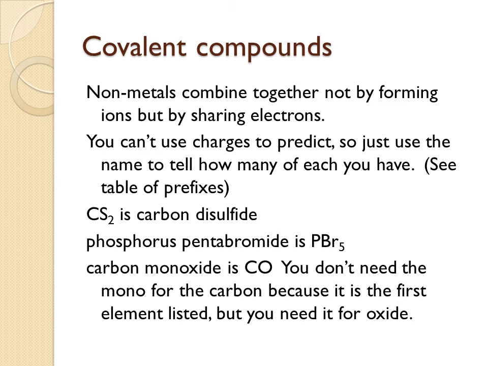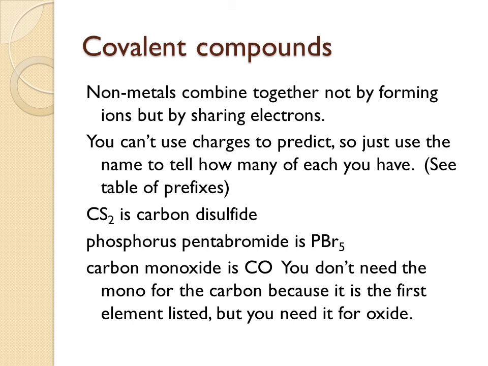So for covalent compounds, those elements combine by sharing electrons, not by forming ions. And so we can't do this math to predict what the formula is going to be, and we have to use the name to tell the different pieces that we have. For example, CS2, we have 1 carbon and 2 sulfur. The first one we can just name carbon, and then the sulfur we change to sulfide, and we say disulfide because we have 2 of them.